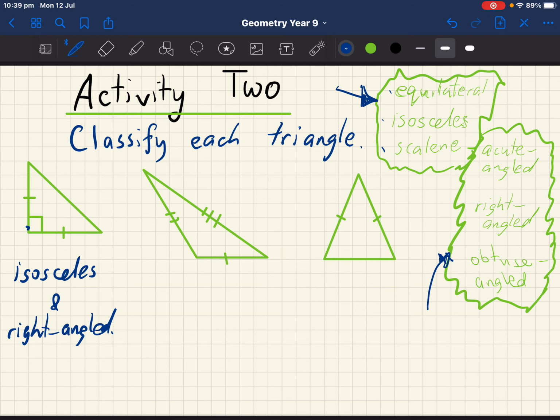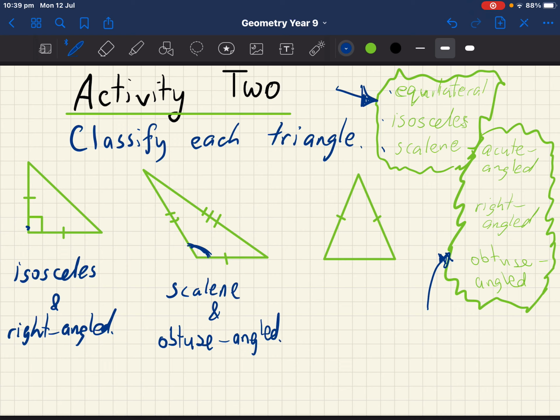Looking at the next triangle, all three sides are different. So going through, that would be scalene. And looking at the angles, I can see this one here has an obtuse angle in it, one of those big wide angles. So this would be scalene and obtuse angled.